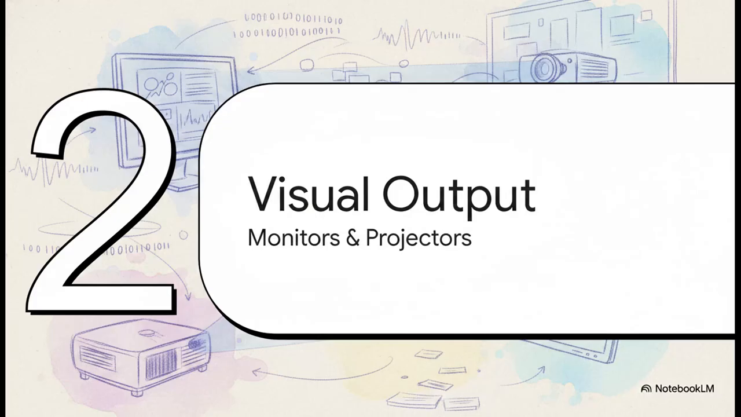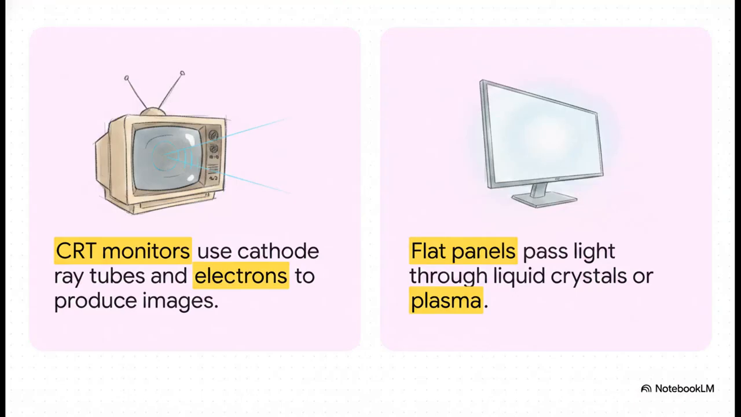Moving on to Section 2, visual output. We'll be looking at monitors and projectors. Now, there has been a massive evolutionary leap in how we actually see digital data. We started with classic CRT, or cathode ray tube, monitors. You probably remember those. They were heavy, bulky devices that generated a beam of electrons from internal guns, literally striking millions of red, blue, and green phosphorus dots on the inner surface of the screen to generate an image.